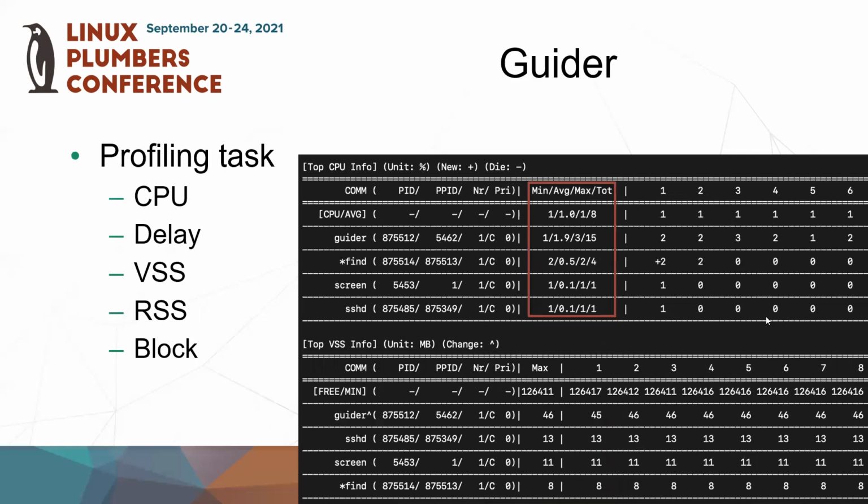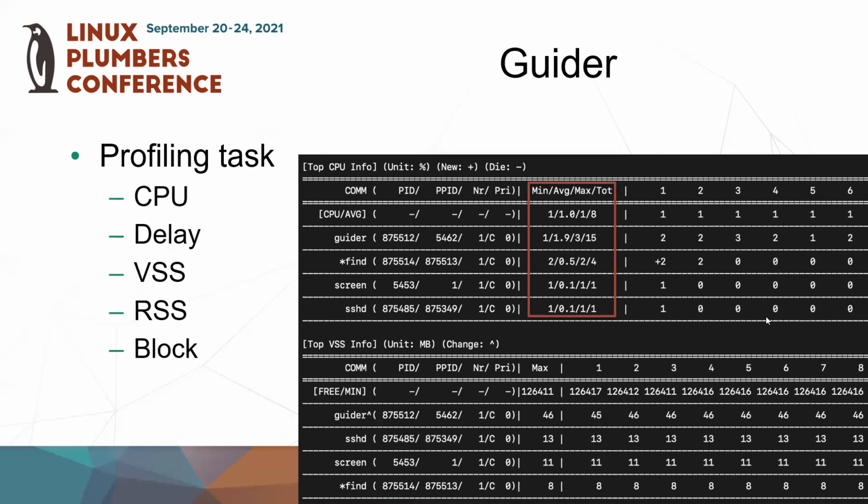Next, profiling features for tasks. In the first table, changes for per-process CPU usage are also shown with task attributes and total summary for each interval. Total summary information in the red box represents CPU usage such as minimum, average, maximum, and total for each task and whole system.